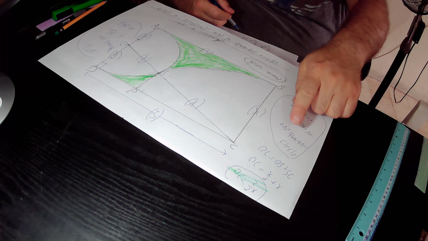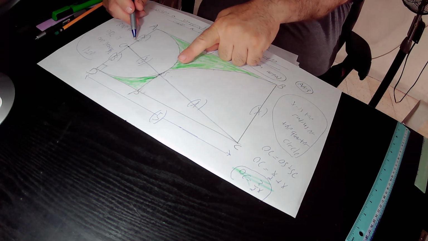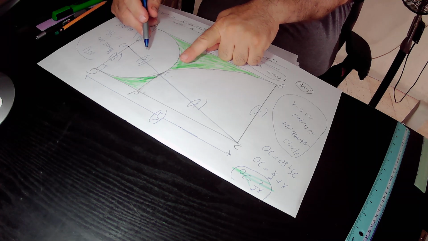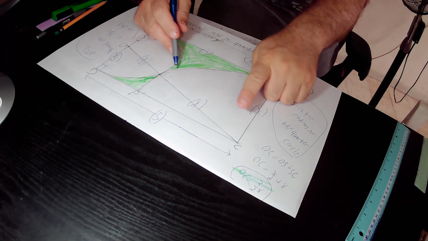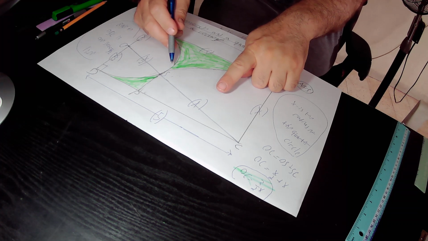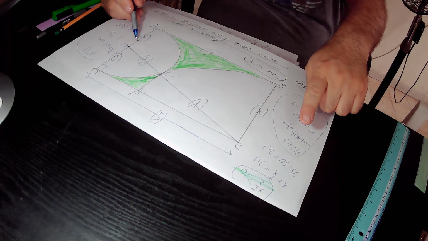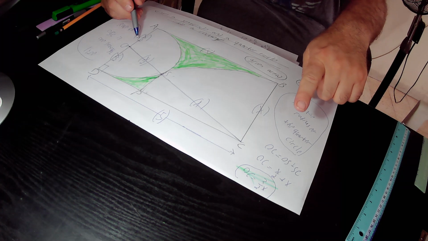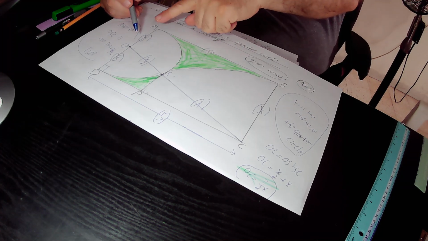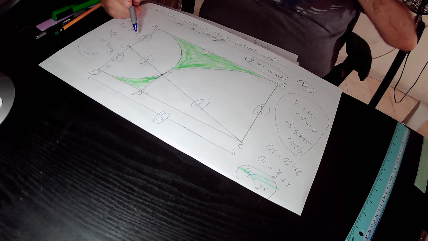So OC in total equals OS, the radius of this semicircle, which is x over 2 units according to what we have already found, plus SC. SC is the radius of this quarter circle, which is x according to our definition. So in total, OC equals x over 2 plus x, that is 3 over 2 x. So we found that OC equals 3 over 2 x, or 1.5x.